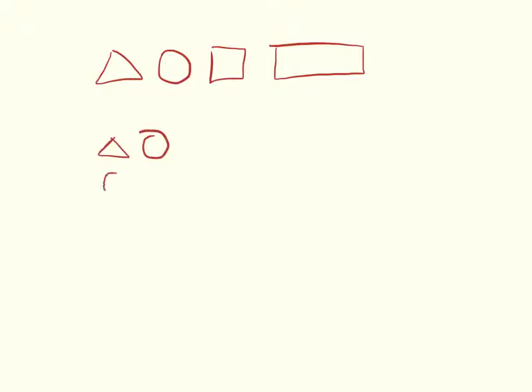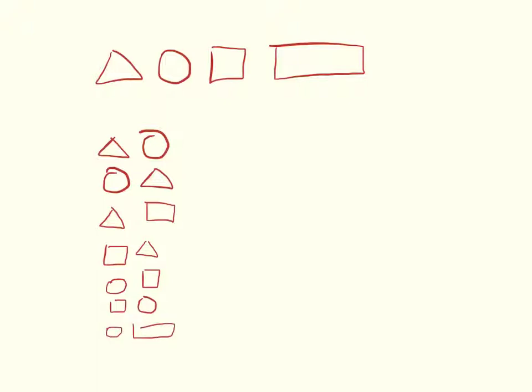Let's say I have my shapes again. Triangle, circle, square, rectangle. And instead of having all 4 shapes, what if I pull 2 out of the bag and lay them down? How many different ways could I have laid down those 2? Well, I could have triangle, circle, and circle, triangle, because those are different ways. I could have triangle, square, or square, triangle. I could have circle, square, square, circle. I could have circle, rectangle, and again on and on.